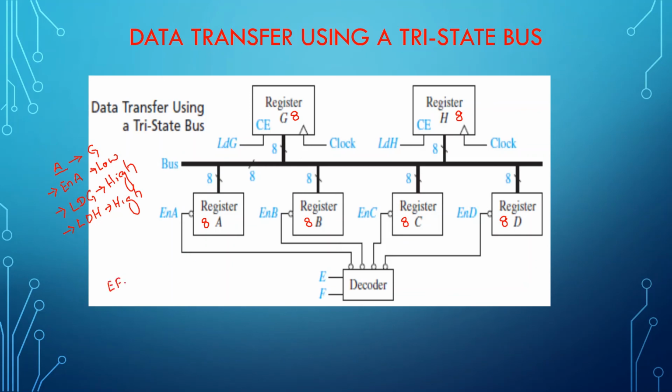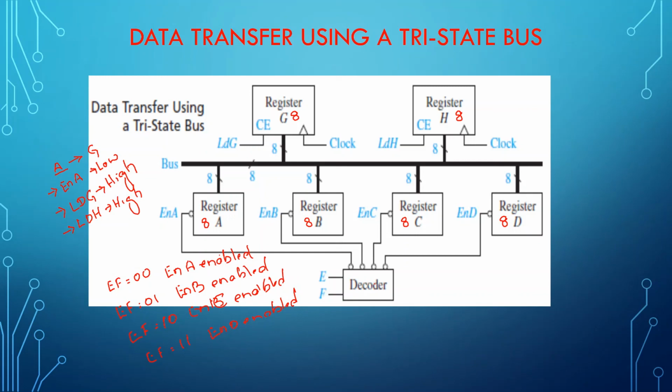if EF is 0 and 0, enable A will be enabled. If E and F are 0 and 1, enable B will be enabled. If EF is 1 and 0, enable C will be enabled. If EF is 1 and 1, enable D will be enabled. Are you getting this? So we connected a decoder here.